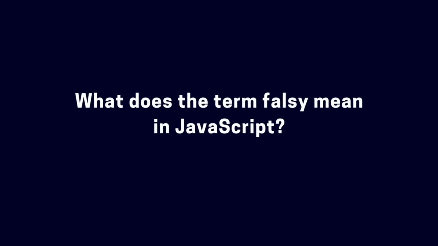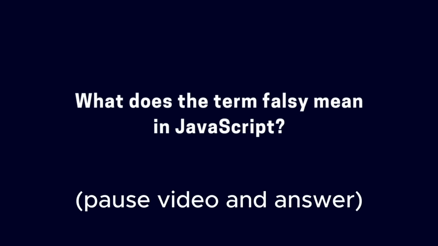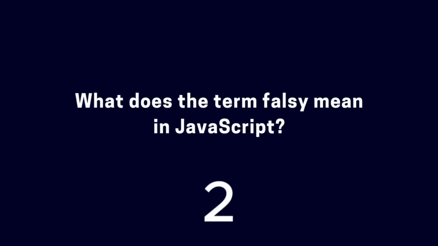What does the term falsy mean in JavaScript? So this term applies when you're using logical operators with non-Boolean values. Since logical operators deal with Boolean values, which means values that are true or false, if you're using a non-Boolean value, such as a string or a number, JavaScript needs to be able to convert that value into a Boolean value, into a true or false value.